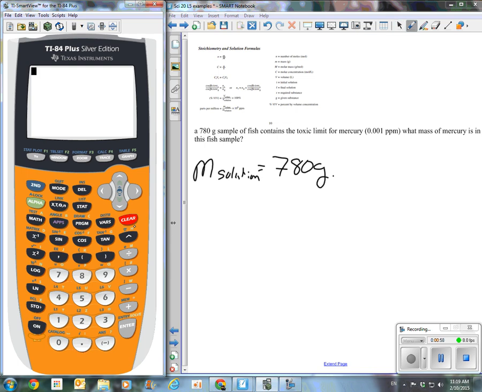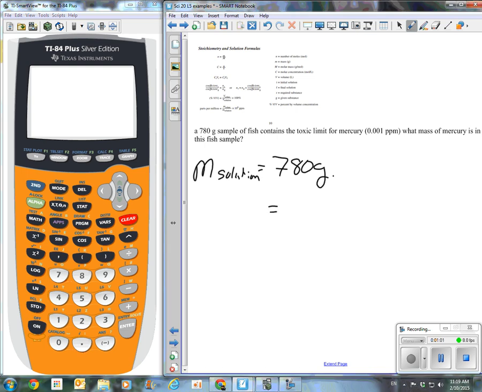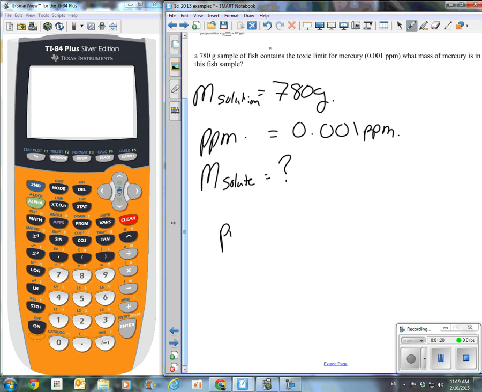So we need to keep that in mind here. It contains a toxic limit for mercury at 0.001 parts per million. ppm is parts per million. The question is asking me what mass of mercury, so mass, in this case of the solute, is what the question is asking me for. So I'm going to put my formula down. Parts per million is equal to the mass of solute over the mass of solution times 10 to the 6 parts per million.